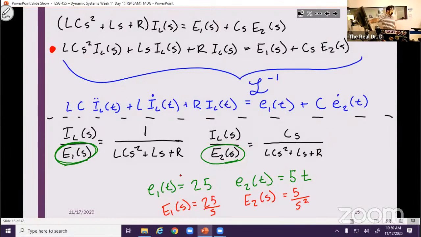You only plug these in after you multiply your transfer function by E1 of S. Then you can do your partial fractions, right? But if you're asked for the transfer function, do not just leave it general. Leave it whatever your output is over whatever your input is. Okay?